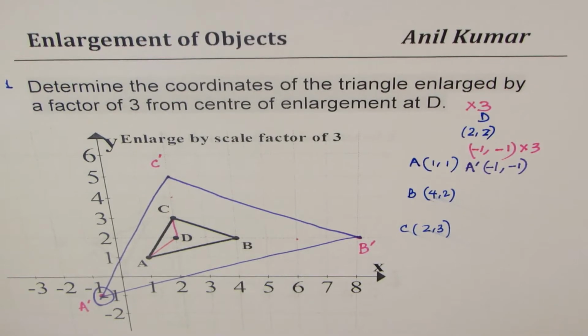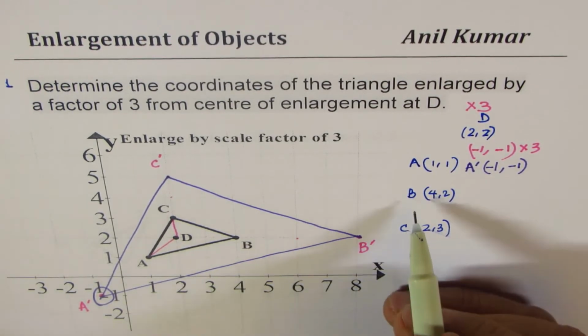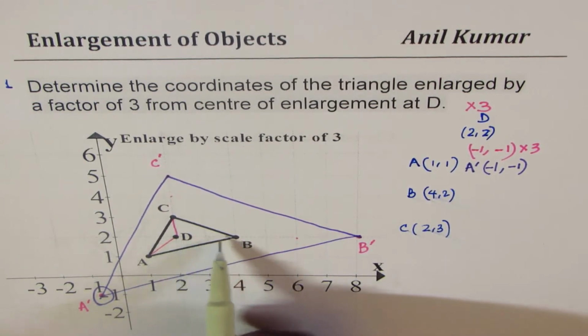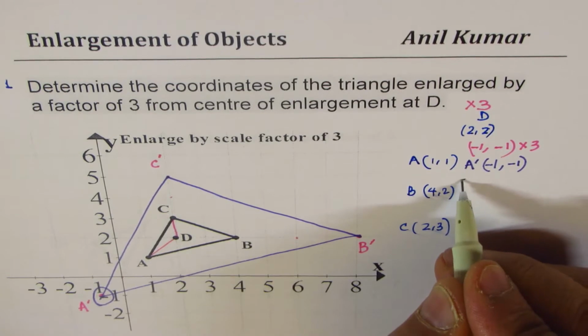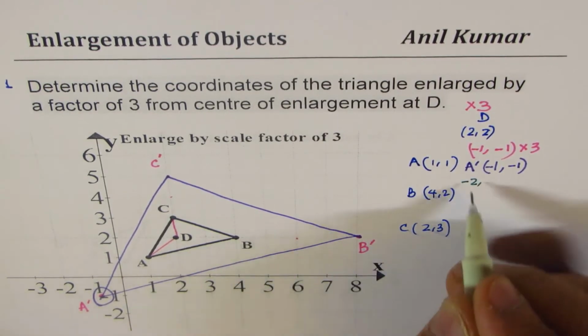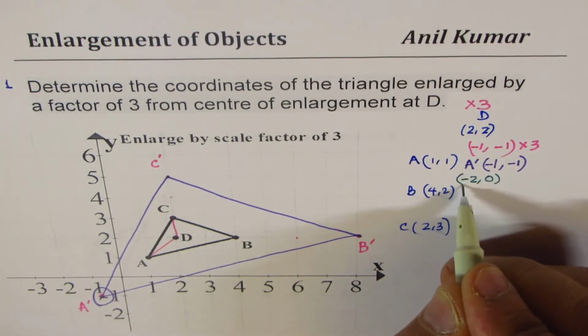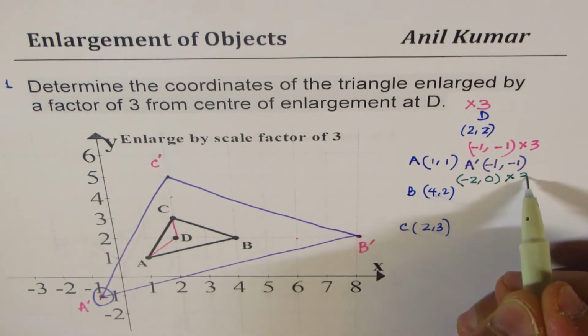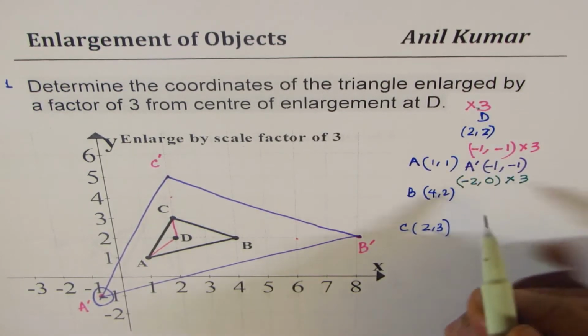Now let's do it once again, and this time we will do for point B. So you have to understand the concept. So B is change in x by 2 units. That means change in x by 2 units, but y remains same. So 2 units and scale factor of 3, that means multiply by 3.